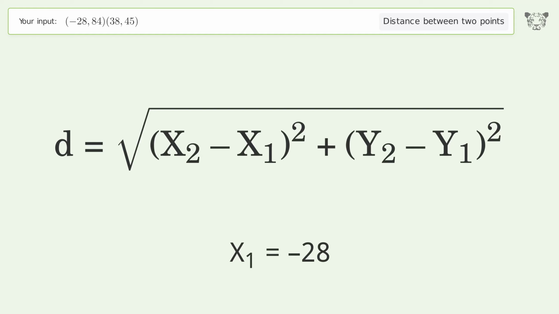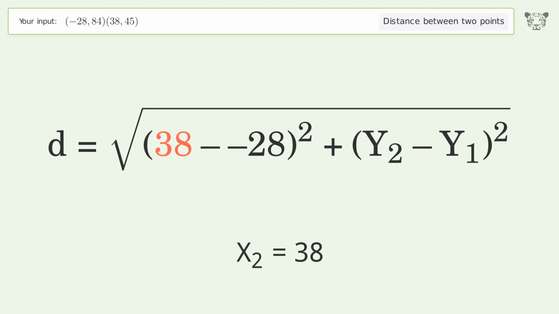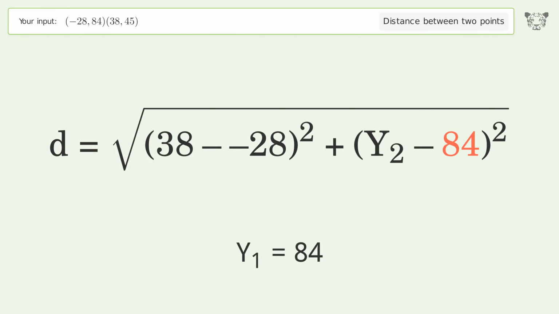x1 equals -28. x2 equals 38. y1 equals 84. y2 equals 45.